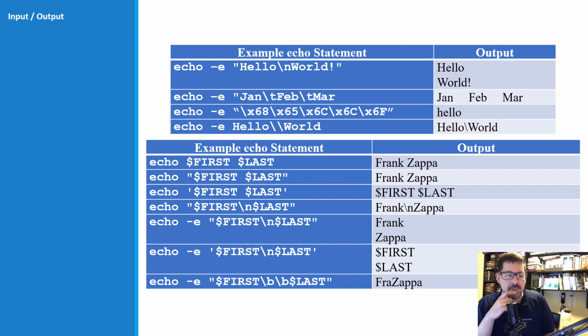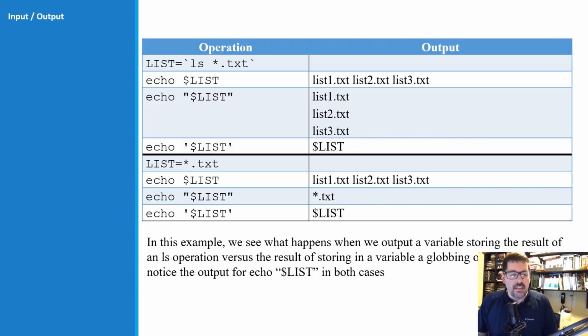There are some other examples in the other chart below that. You have echoing a first and a last name, using the single quotes versus the double quotes, etc. And these are all also in your textbook. Here's some more examples for how to echo things.